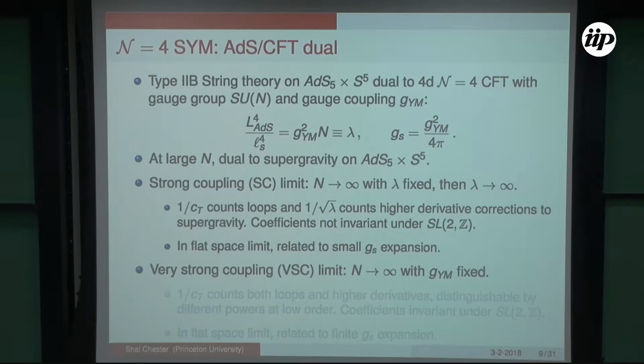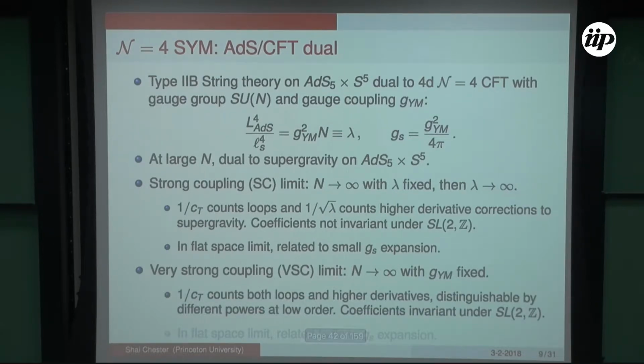The reason why this expansion is nice, I mean, it's also a holographic expansion, so you can also understand it geometrically. The reason why it's nice is that now that g_YM is fixed, the terms in this expansion should be SL(2,Z) invariant. In this case, there's only one expansion parameter, which is C, and so it has to count both loops and higher derivatives. So like with Shota's question, how do you distinguish them? In general, you can't.